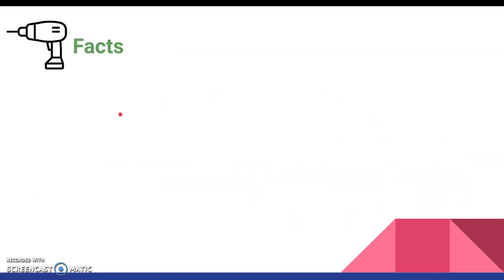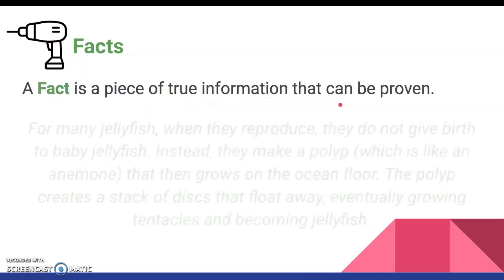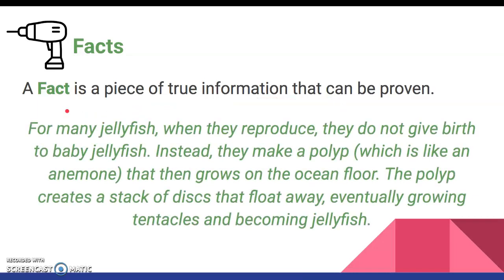Okay, so we used some tape, let's use a drill. Facts. A fact is a piece of true information that can be proven. For many jellyfish, when they reproduce, they do not give birth to baby jellyfish. Instead, they make a polyp, which is like an anemone, like from Finding Nemo, that then grows on the ocean floor. The polyp creates a stack of discs that float away, eventually growing tentacles and becoming jellyfish.